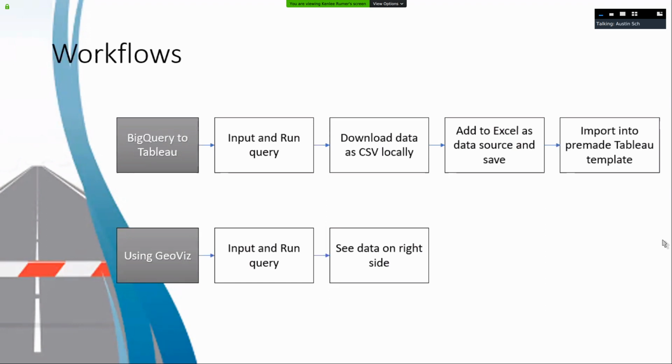This is our workflows pertaining to BigQuery and GeoViz. BigQuery starts with an input and a run of a query, which we then download the data as a CSV file so that it can be locally kept. We then add it to Excel and convert it. And then it is added into the Tableau template for presentation. The next one is GeoViz, and we use GeoViz to input and run a query. After we run the query, it is displayed right on the GeoViz dashboard in map format.